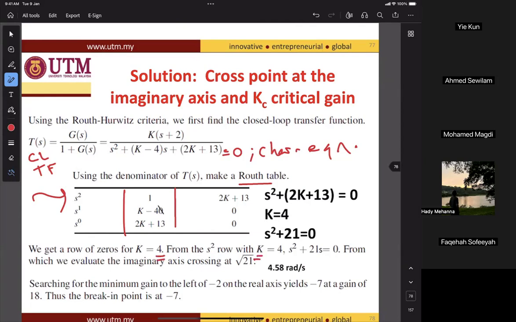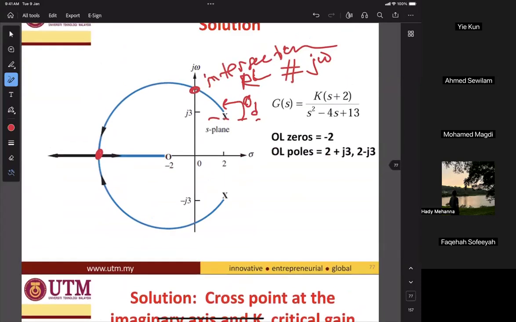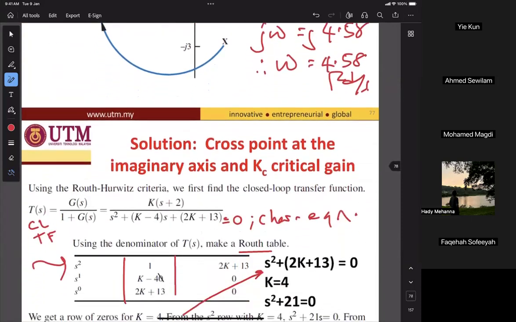Range of stability. Insert K inside this equation of S square. Then you will get the S value at j4.58 radian per second, which is this one. And therefore the oscillation frequency is 4.58 radian per second.